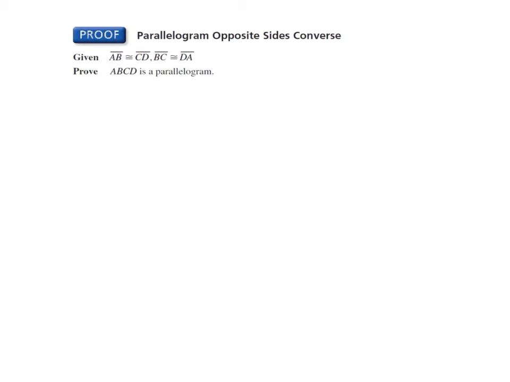Next, let's take a look at a parallelogram, opposite sides converse proof. We're given that segment AB is congruent to segment CD, and that BC is congruent to DA. We want to prove that ABCD is a parallelogram. So let's start with a sketch. Here we have parallelogram ABCD, or what we think we want to prove is a parallelogram.